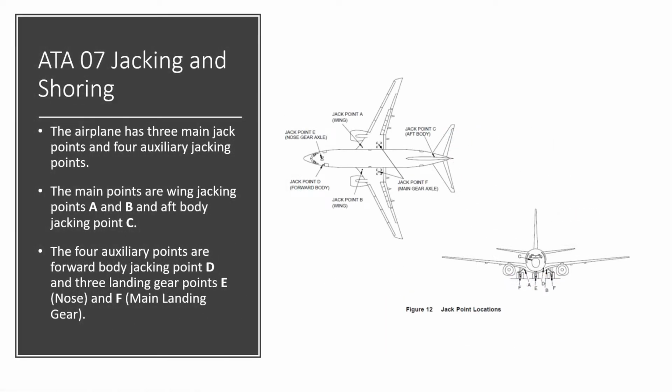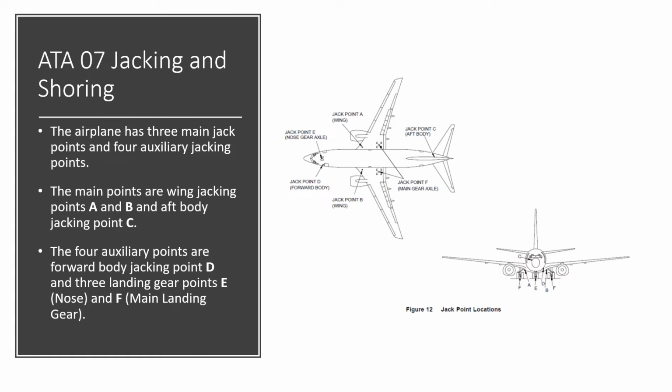On the aircraft, there are 3 main jacking points with 4 auxiliary jacking points. The main jacking points are the wing jacking points A and B, which we can see in that picture there, in line on the fuselage right at the inboard of the wing, and the aft jacking point, the aft body jacking point. So the aircraft's lifted at those 3 points.